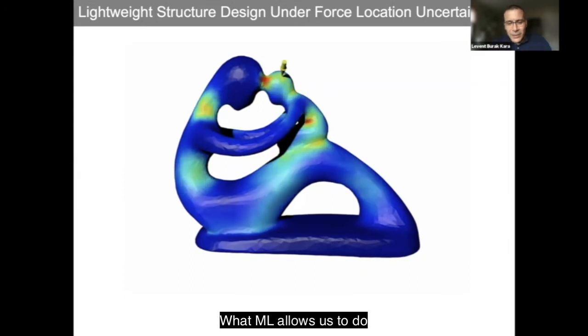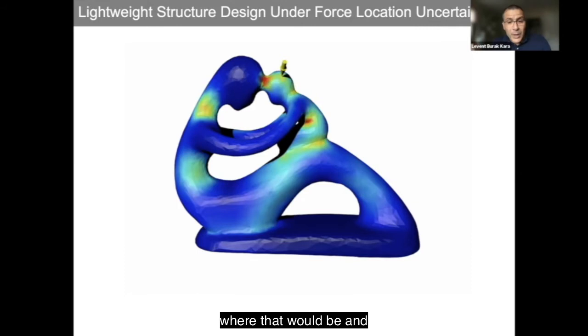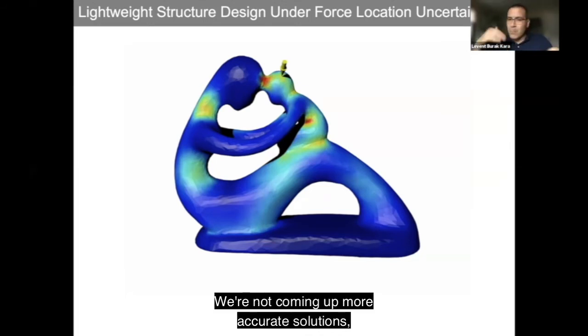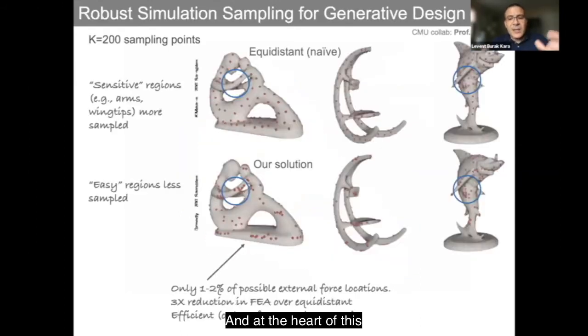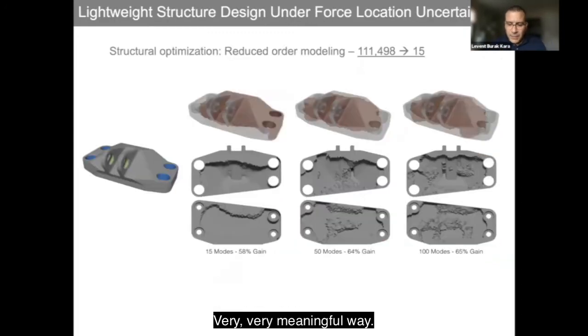What ML allows us to do is, given an internal structure, very quickly tell us where the most critical part of the entire system would be, and how much force it can withstand. So we can accelerate the search. We're not coming up with more accurate solutions, but we're accelerating the search by orders of magnitude using machine learning. And at the heart of this is a concept that's very traditional, which is design of experiments, and being able to choose these points in a very meaningful way.